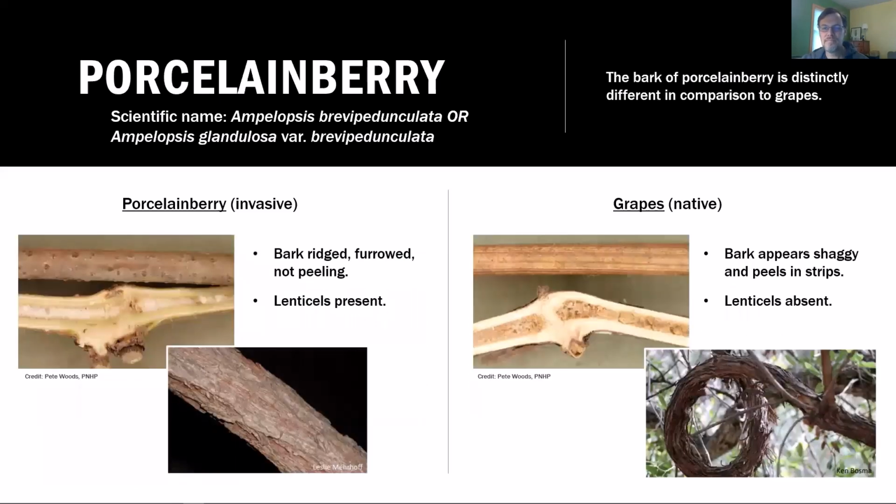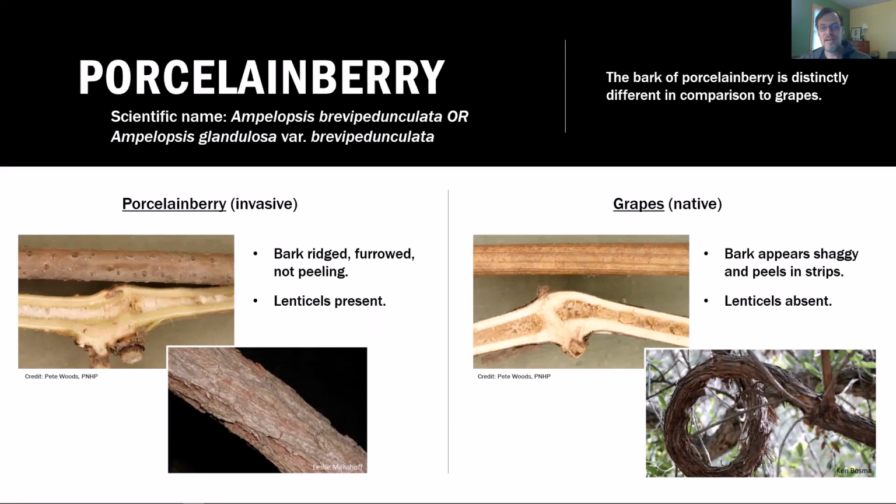Next. So it is a woody vine like a grape, but where grapes have this shreddy bark that comes away in little strips, porcelainberry has ridges and furrows in the bark, but the bark doesn't slough away. And if you look closely at those two upper pictures, the porcelainberry has those little dots along the twig, and those are lenticels. That's where the twigs breathe. Grape does not have those lenticels.